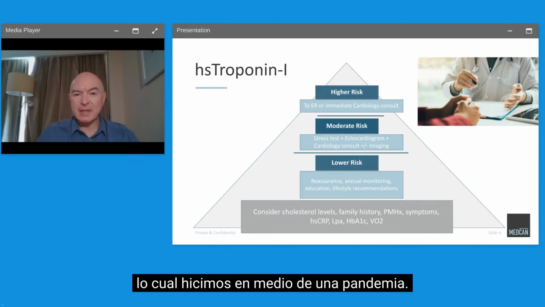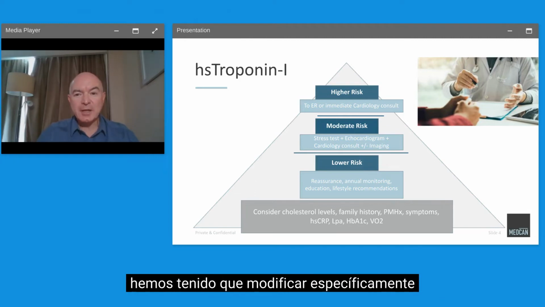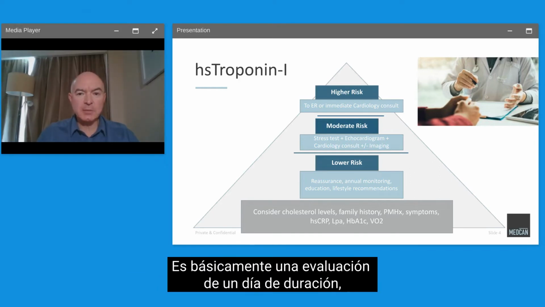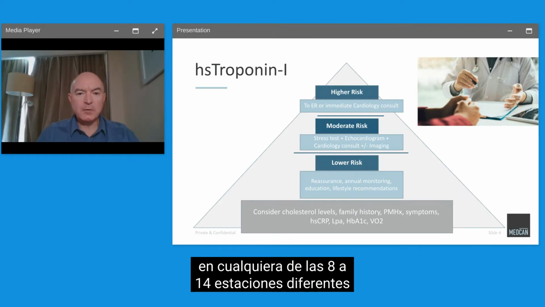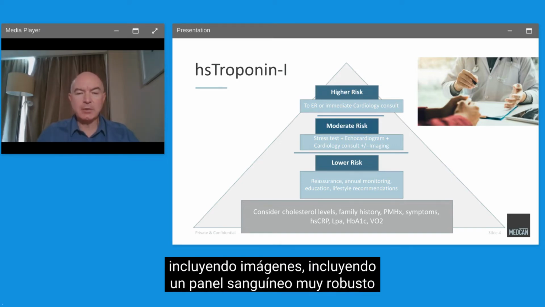And just like everybody else has been dealing with those particular challenges, we have had to modify specifically our annual health assessment, which is this comprehensive screening. It's basically a day-long assessment with anywhere from 8 to 14 different stations or assessments that happen, including physician, including imaging, including a very robust blood panel.